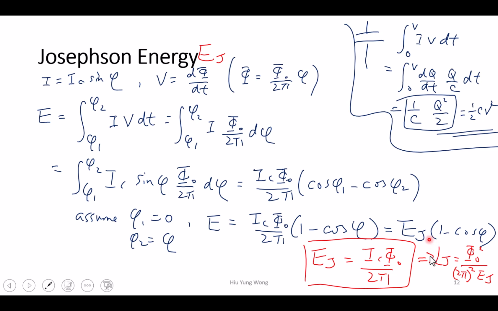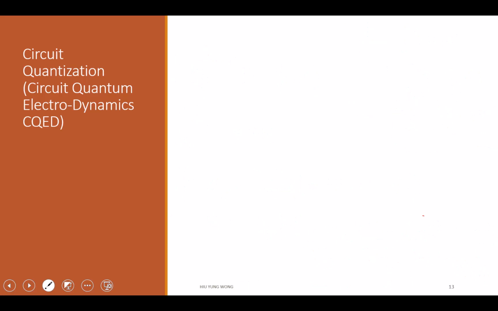And then from here, EJ is a constant. In some paper or textbook, you will just remove this one, becomes negative cosine phi EJ. Because energy is just a reference, you can always change the reference of your system to make things easier. So sometimes people just say the Josephson energy is EJ times negative cosine phi. Okay. Great.